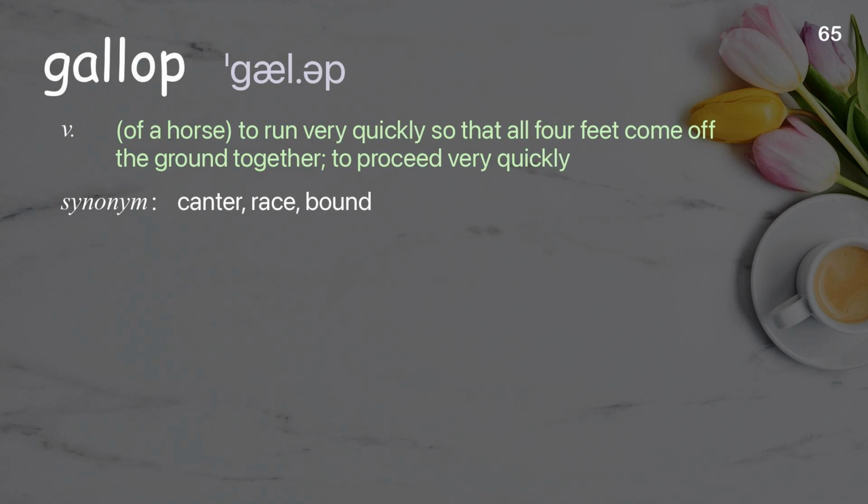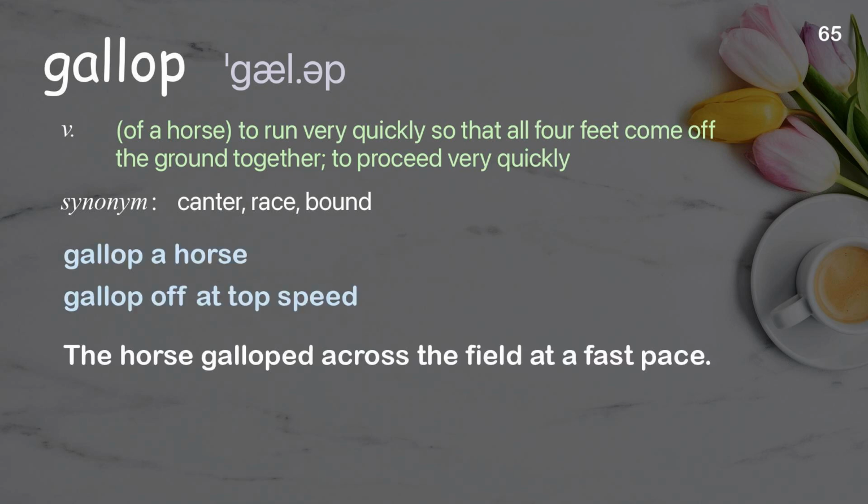Gallop. Of a horse, to run very quickly so that all four feet come off the ground together; to proceed very quickly. Examples: Gallop a horse. Gallop off at top speed. The horse galloped across the field at a fast pace.